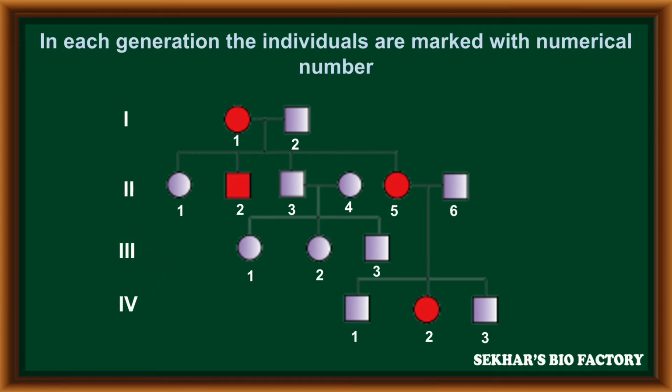After this, each and every individual is denoted with a numerical number. For example, in the first generation there is the first individual and second individual. In the second generation, first, second, third, fourth, fifth and sixth individuals. In the third generation, first, second, third individuals. In this way, each and every individual is denoted with a numerical number.